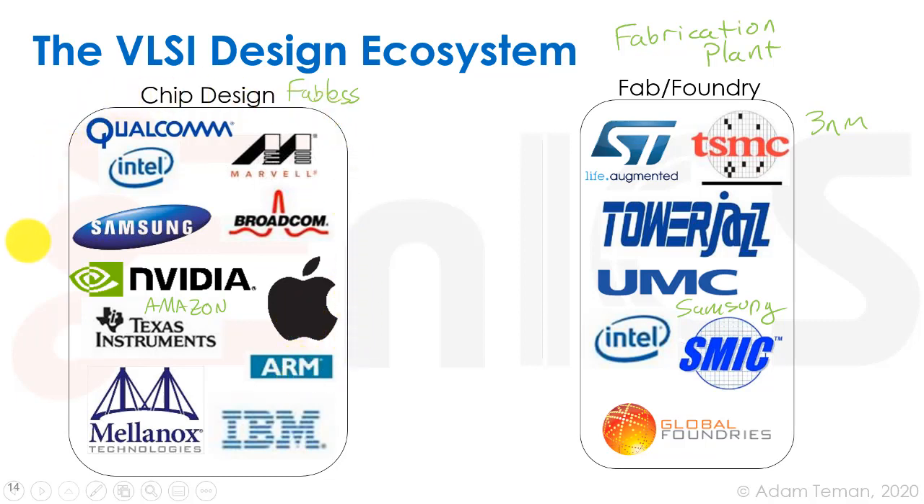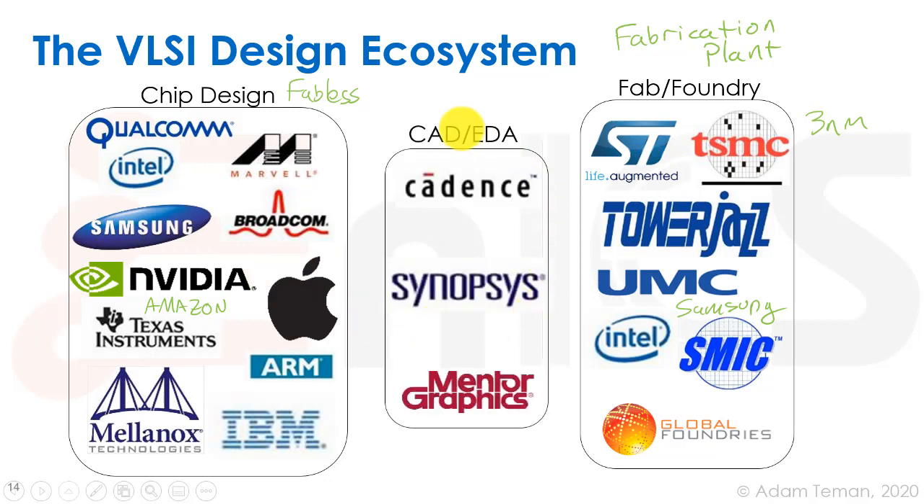So all of these companies don't actually fabricate the chips. They don't have the machinery to make the chips. What they do is they just design them on a computer and then send them to the fab, which actually makes the chip. In the middle, we have another important player, which is the CAD or EDA. CAD is computer-aided design, and EDA is electronic design automation. Usually, our field holds the name EDA. CAD is a generic name that is used by many other fields other than VLSI.